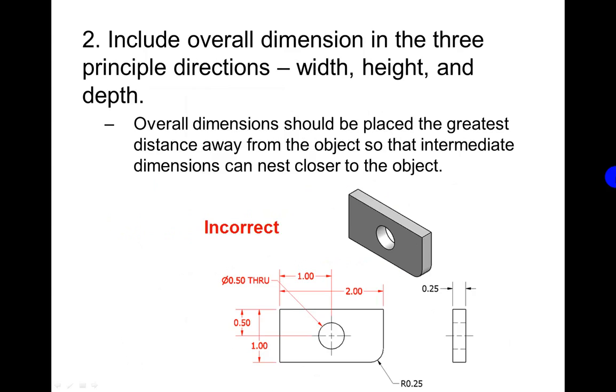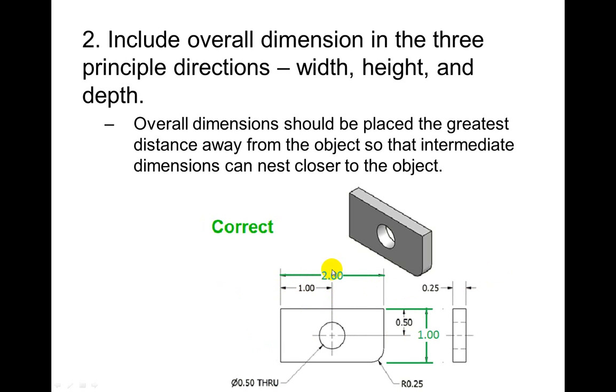Number 2, include overall dimensions in the 3 principal directions. You want your width, your height, and your depth. Overall dimensions should be placed the greatest distance away from the object so that intermediate dimensions can nest closer to the object. They're showing you here how these smaller dimensions should be closer to the object, where this would be farther away. And in this next one, see how they should instead be a little bit farther away from it.